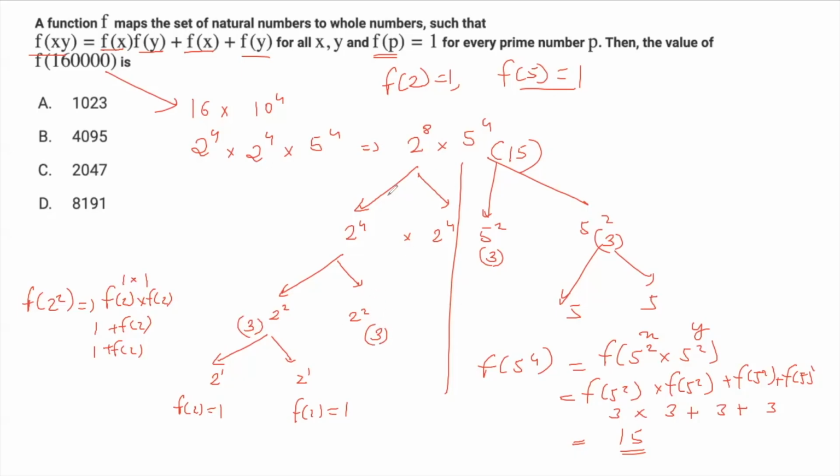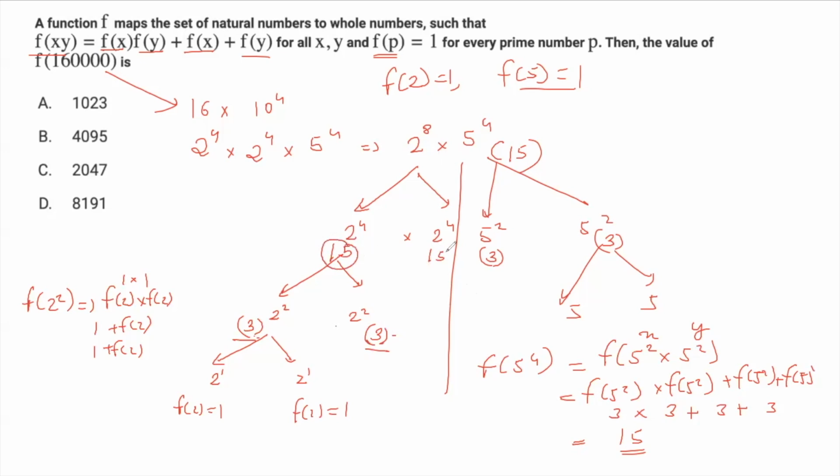Now understand, guys, f(2^4) will be found exactly the same way that we have found f(5^4), right? It will be 3 into 3 plus 3 plus 3, the product plus the sum of these two. So 3 into 3 plus 3 plus 3 will give me 3 3s are 9 plus 3 plus 3. Same procedure will give me 15. And same way, this is also 15. And 2^8 can be found by the same logic, guys.